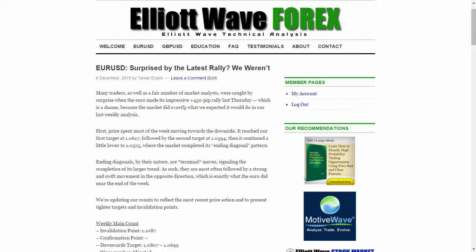First, price spent most of the week moving towards the downside. It reached our first target at 1.0617, followed by the second target at 1.0594. Then it continued a little lower to 1.0525, where the market completed its ending diagonal pattern. Ending diagonals by their nature are terminal moves, signaling the completion of their larger trends. As such, they are most often followed by a strong and swift movement in the opposite direction, which is exactly what the euro did near the end of the week.